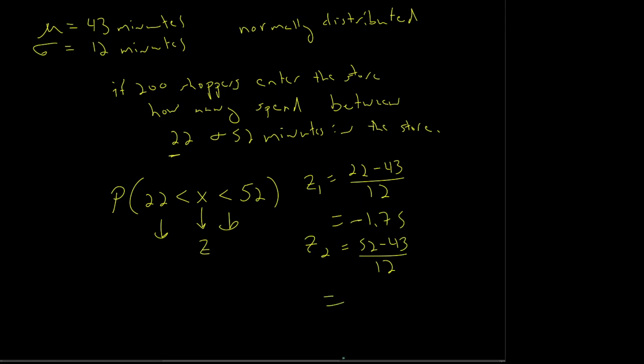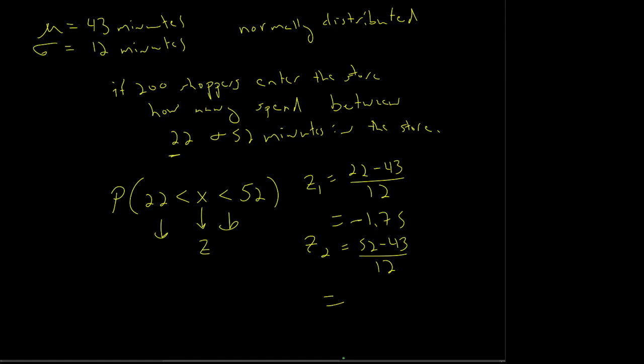And then z2 is 52 minus 43 over 12. And we'll come back to the calculator again. Upstairs was 52 minus 43, divided by 12, and that's 0.75. So let's put that down here, 0.75. And so this translates into the probability of a z-score of negative 1.75 for the lower end and 0.75 for the upper.